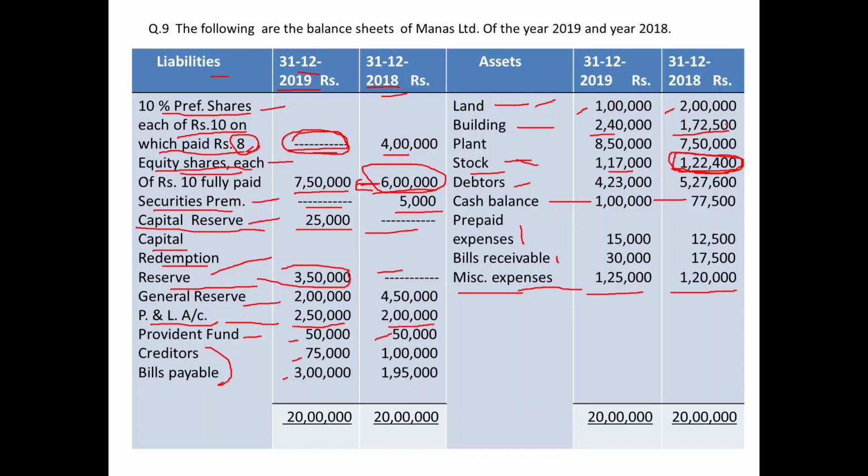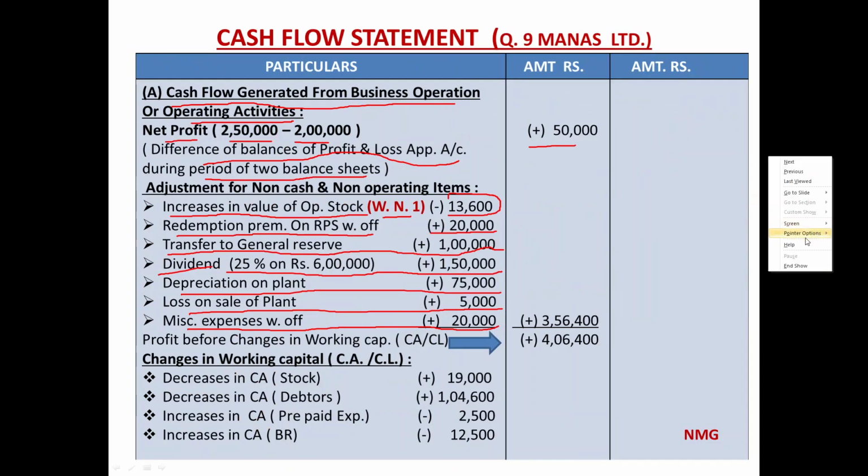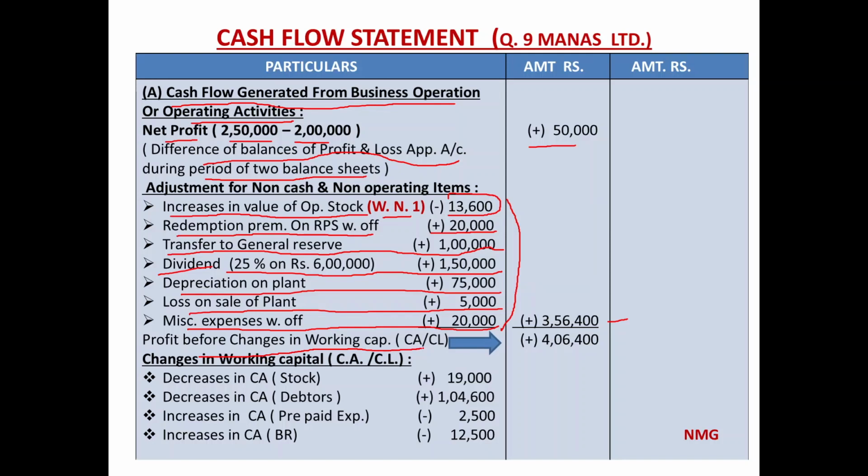Let us decide the cash profit generated from business operation and then afterwards we will be reporting changes in CA and CL. Have a look. These are the adjustments, items 1, 2, 3, 4, 5, 6 and 7, total of which is plus 3,56,400. That gives cash profit before changes in working capital or before changes in CA and CL, 4,06,400 plus.